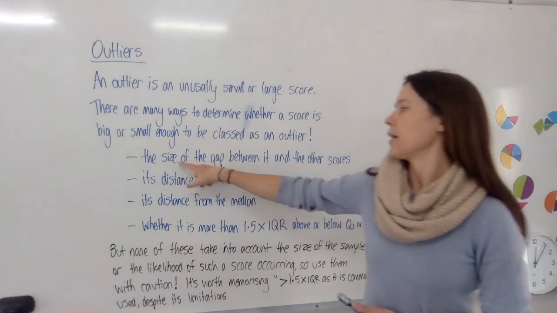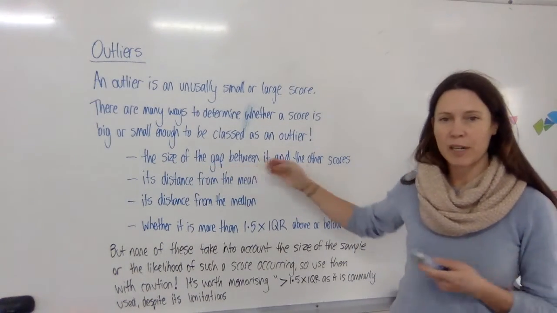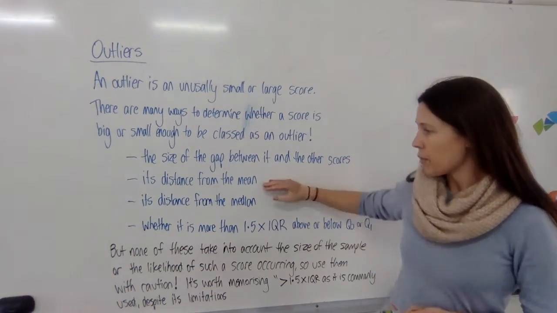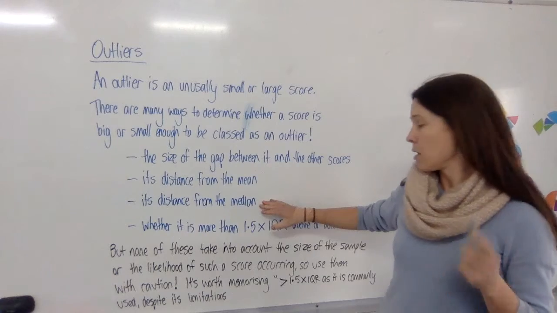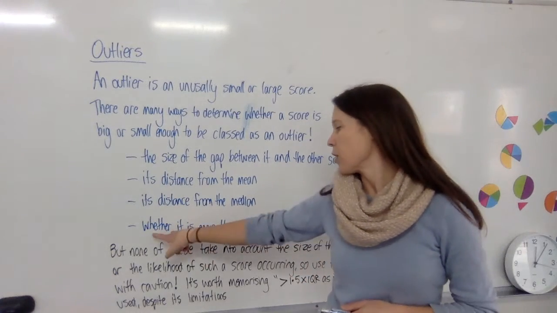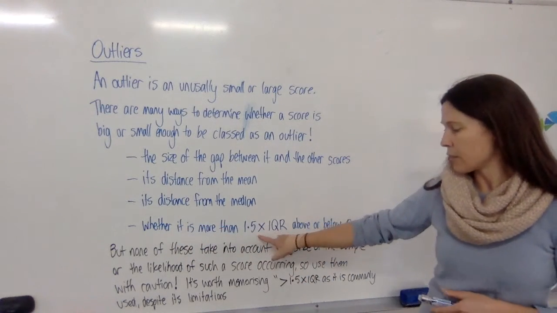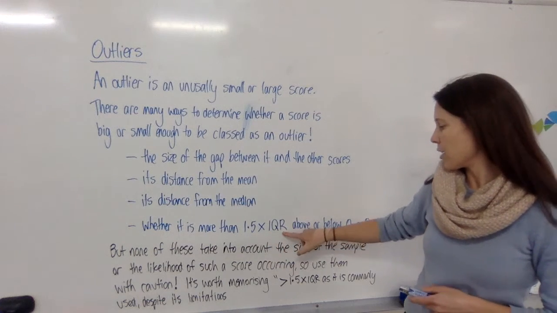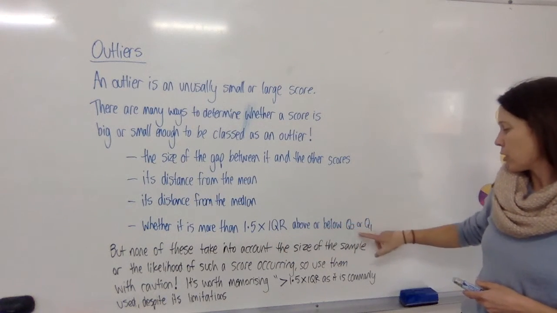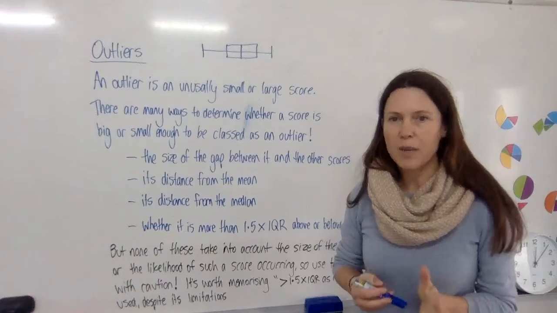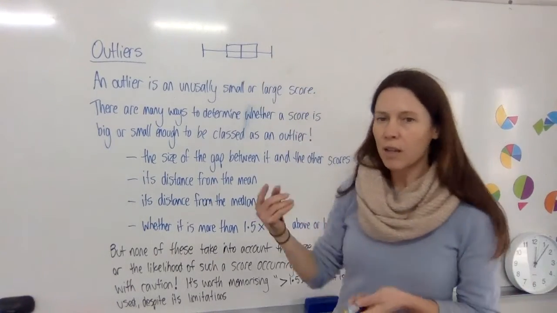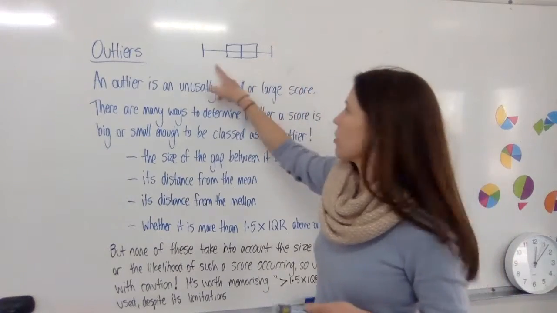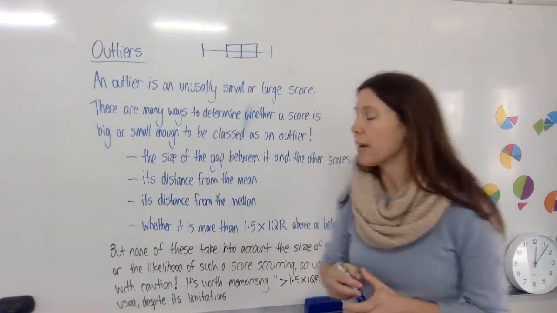Well, you might look at the size of the gap between it and the other scores. You might see how far it is from the mean or how far it is from the median. One that's used really commonly is to look at whether it's more than 1.5 times the interquartile range above or below Q3 or Q1. Now, thinking about what that might look like, on a box and whiskers plot, an outlier is likely to be the highest or the lowest score, or one that is exceptionally high or low.